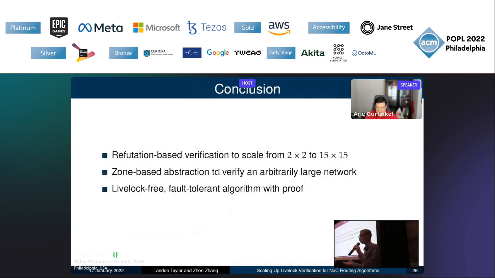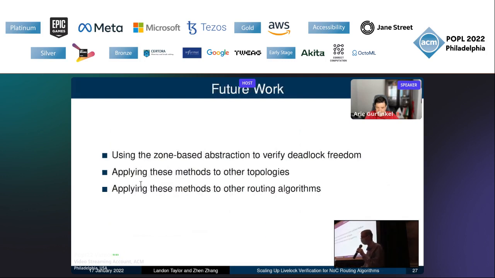So in conclusion, we've had 3 main contributions in this work. We used the refutation-based verification approach to scale from a 2x2 to a 15x15 network. We used a zone-based abstraction to scale to an arbitrarily large network. And we present a Livelock-free fault-tolerant algorithm with proof. And we don't go into the details in the slides, but we'd encourage you to look in our paper for that algorithm.